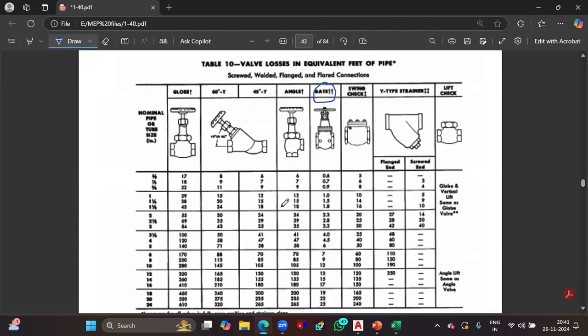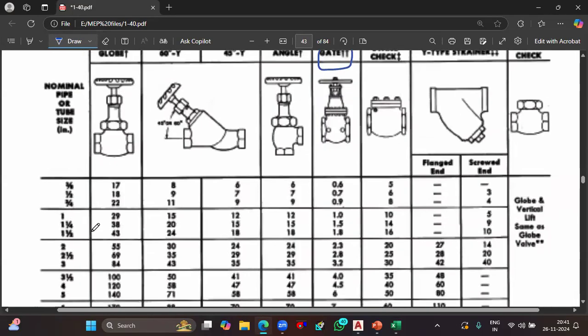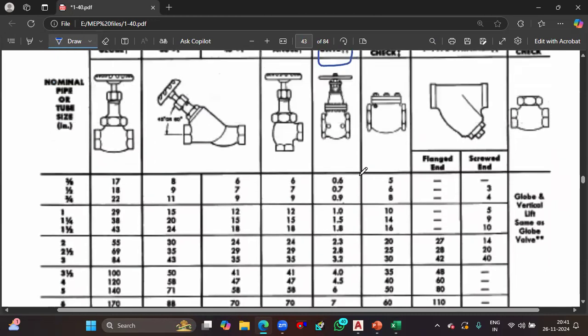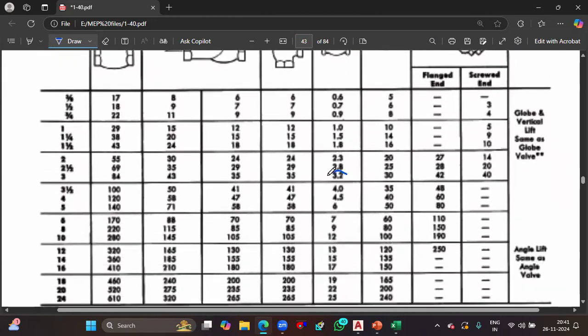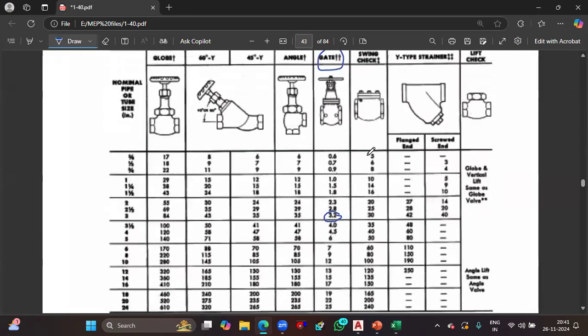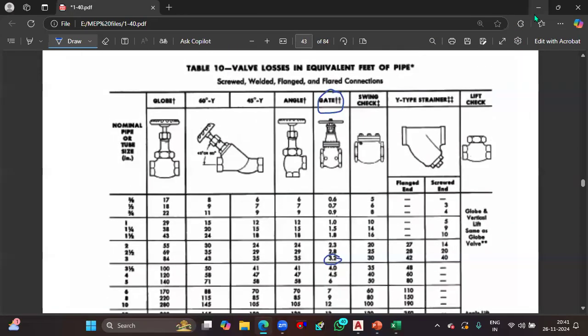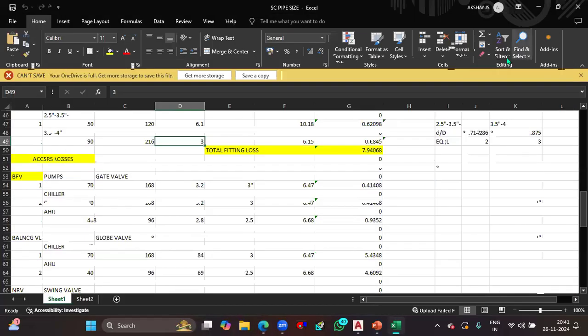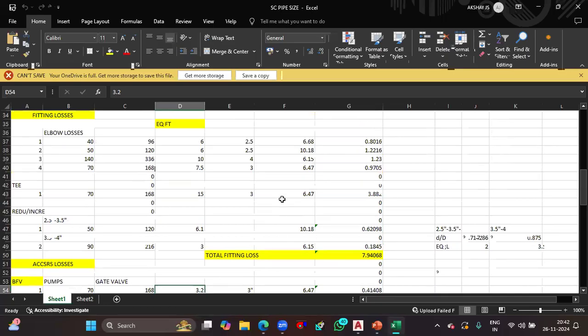Okay, and we know the pipe size for that specific pump. That means for 168 GPM flow rate at a certain velocity, we got the pipe size has to be 3 inches. So for 3 inches, you need to take out the value. And here you can see for gate valve, it's 3.2, isn't it? For a single gate valve of 3 inches size, the equivalent length of that accessory should be around 3.2. So that's it. Now, you obviously know the actual head loss.